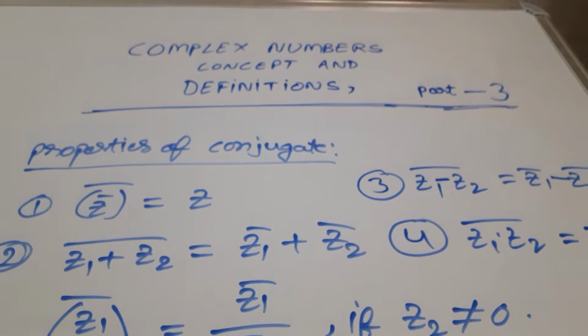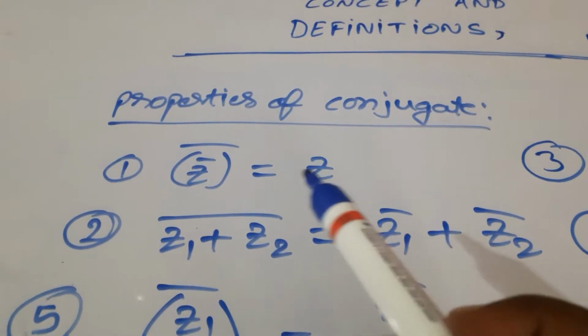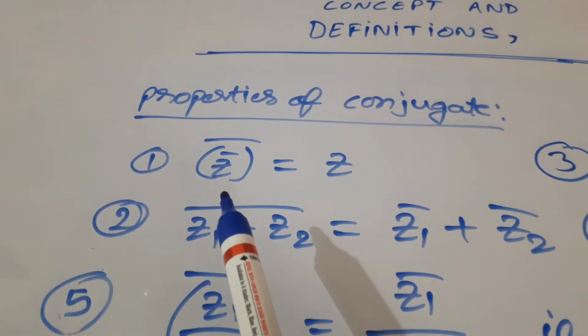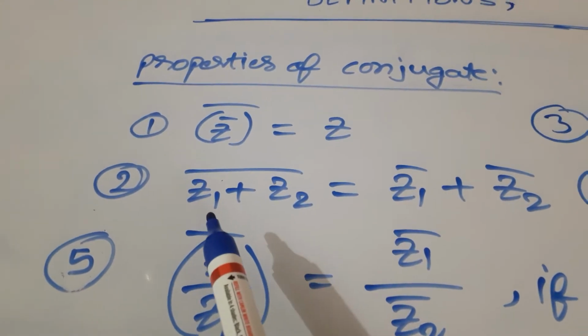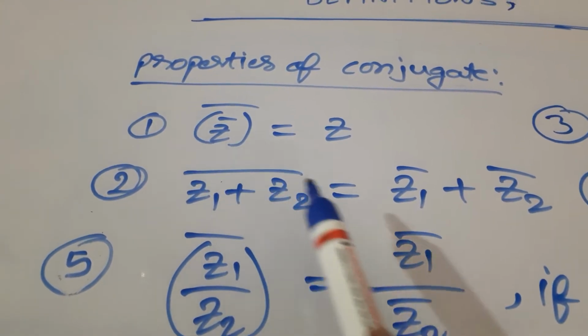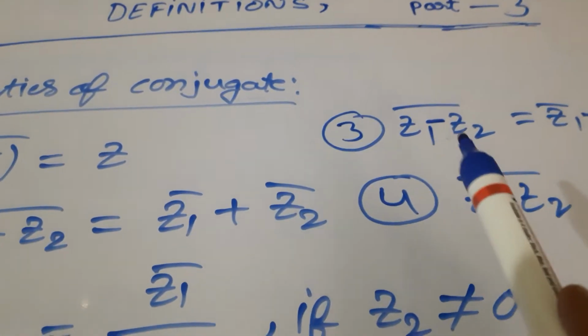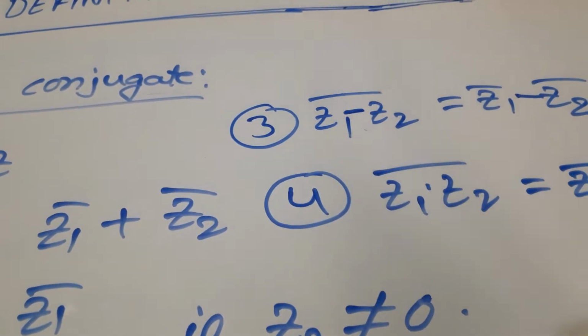In the part 2 section, we have discussed the properties of conjugate. So what are the properties of conjugate? Let us recall once again. First property is z bar whole bar is equal to z. Second property is z1 plus z2 whole bar equal to z1 bar plus z2 bar. The third property is z1 minus z2 whole bar is equal to z1 bar minus z2 bar.